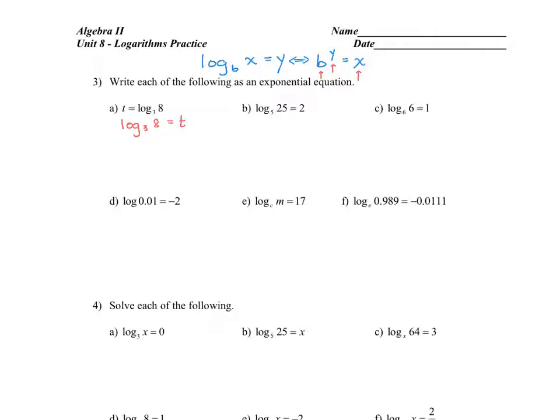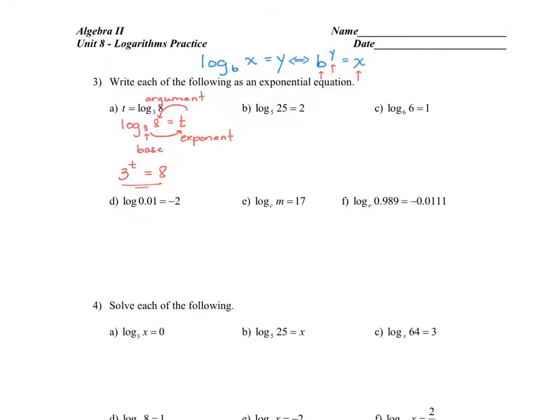So that then I can follow the process of start at the base, raise it to the exponent, and set it equal to the argument. So this log in exponential form would be 3 raised to the power of t equals 8.